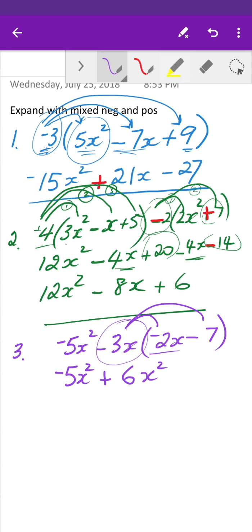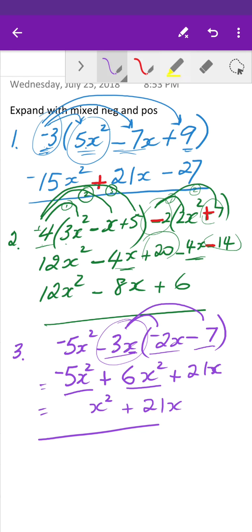And finally, will it be a positive or a negative? A negative times a negative, yes, it's a positive 21x, because 7 3s are 21, but there's a 3x here, so 3x times 7 is 21x. We could wrap it up by simplifying. So we've got the negative 5x. There's a couple of terms here with x squared in it. So negative 5x squared plus 6x squared is simply 1x squared, and we've got the 21x on its own.